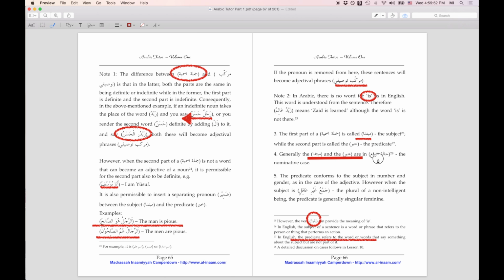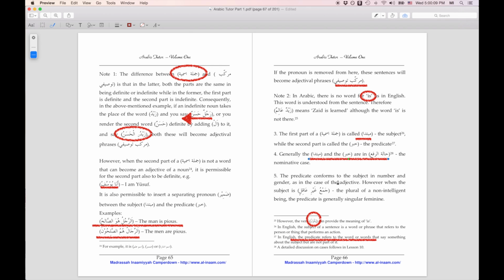27. In English, the predicate refers to the word or words that say something about the subject but are not part of it. So the subject performs an action, and khabar, the predicate, says something about the subject but is not part of the subject. Generally, mubtada and khabar are in halatul raf'a, meaning their condition ends with a dhamma at the end. Number 28, a detailed discussion in this case follows in lesson 10. Okay, number 5 here.